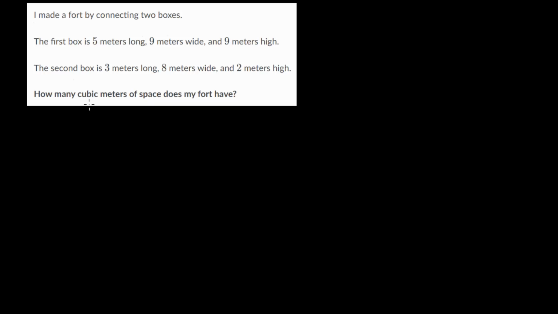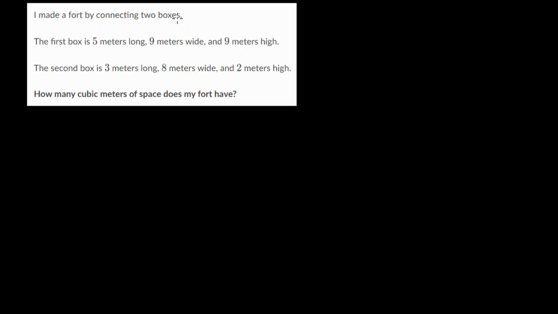So let's look at two more examples of word problems involving rectangular prisms. With this problem, I made a fort by connecting two boxes. Remember, a box is another word for rectangular prism. The first box has dimensions of 5 meters long, 9 meters wide, and 9 meters high. The second box is 3 meters long, 8 meters wide, and 2 meters high. So how many cubic meters of space does my fort have?